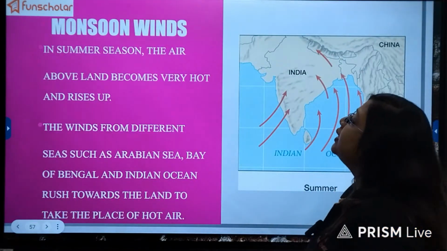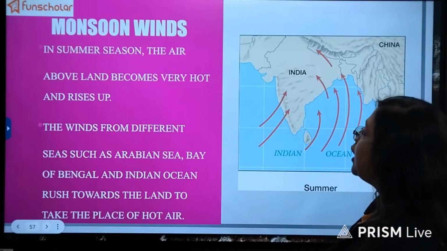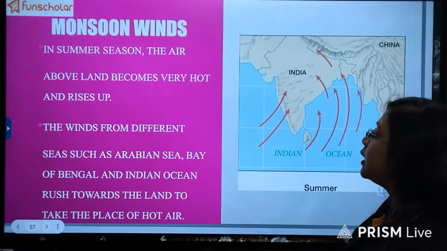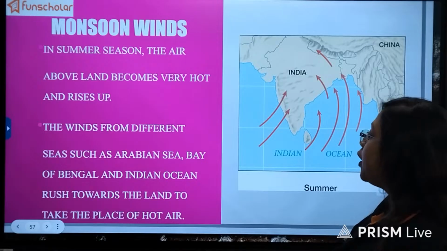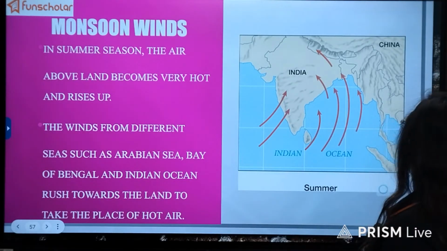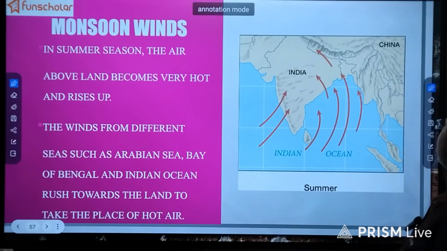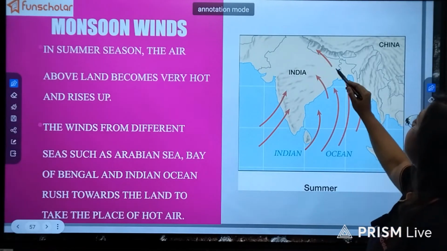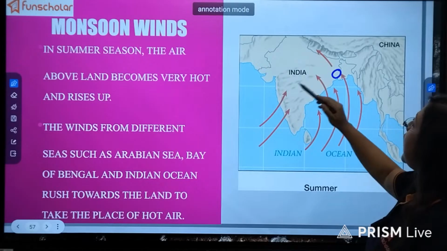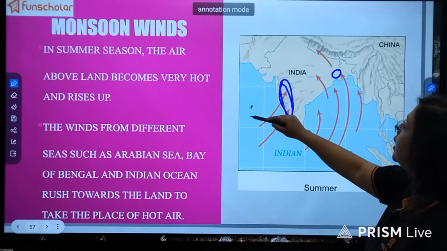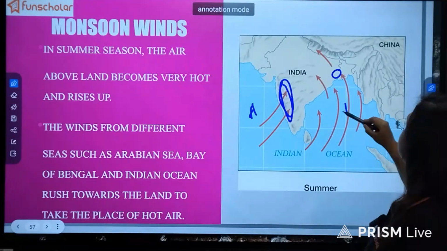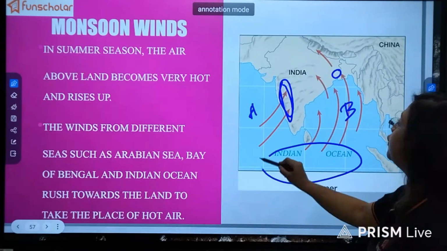So monsoon: in the summer season, the air above the land becomes very hot and rises up. The wind from the different seas, such as the Arabian Sea, Bay of Bengal, and Indian Ocean, rushes towards the land to take the place of the hot air. What's happening here? Here is the land surface, and on its sides, here is the Arabian Sea, here is the Bay of Bengal, and here is the Indian Ocean.